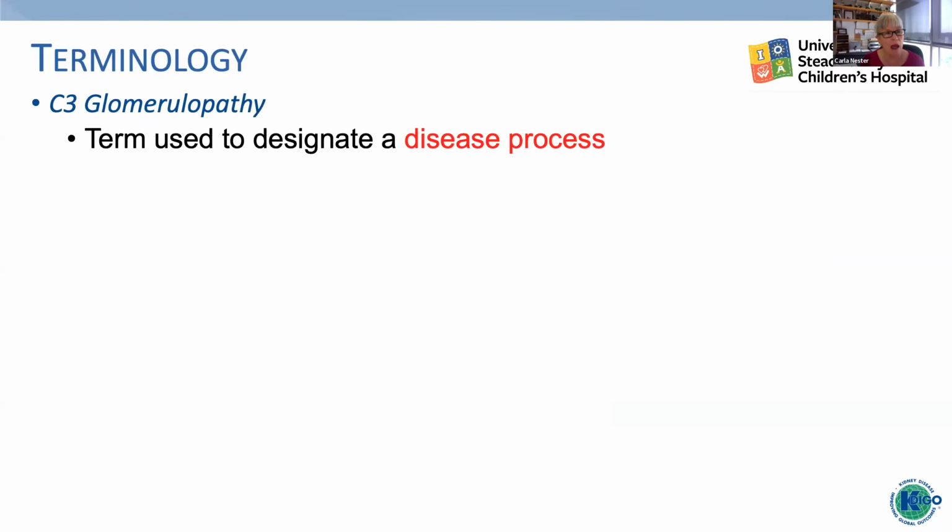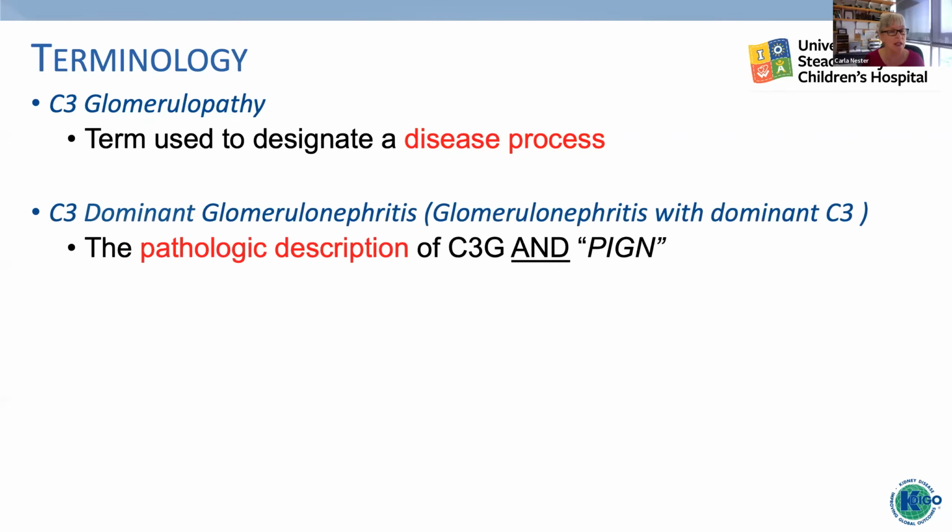So first of all, terminology. C3 glomerulopathy or C3G, it's the disease process. So that's clear to, I think, most of us. What might not be quite as clear is this concept of C3 dominant glomerulonephritis is actually the pathologic description. This is what your pathologist will read on the biopsy, and this is what should show up on your biopsy report. The problem with that particular description, it's not a problem for the pathologist, it's a problem for us as clinicians because it's the same description that will be used in C3G or the C3 dominant variety of post-infectious GN.